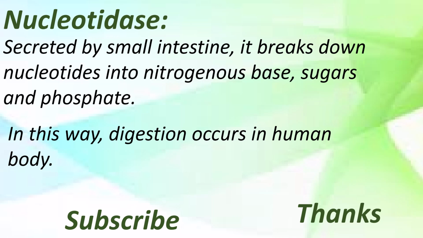So in this video, I have told you how carbohydrates, proteins, lipids, and nucleic acids are digested by digestive enzymes in our body, and how enzymes act on substrate to form an enzyme substrate complex. Product is released and enzyme is recovered at the end of the reaction. In this way, digestion occurs in the human body.